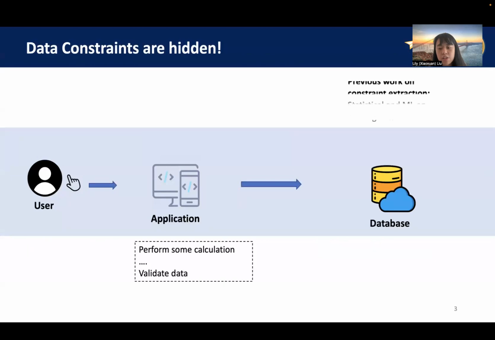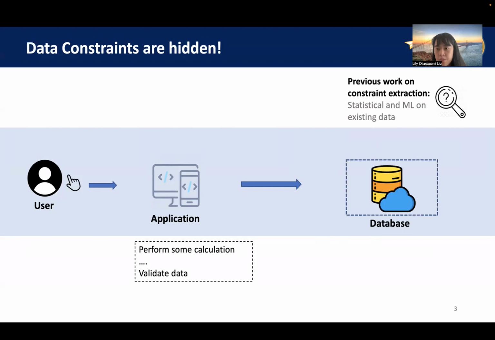The traditional methods try to find those data constraints by looking at the database itself. They use some statistical or machine learning methods on existing data to extract those constraints. This has some problems because, for example, data is not always available. It's hard to get the data. And second, those statistical or machine learning methods cannot guarantee that the extracted constraints are always valid. It's possible that those constraints might be invalidated by future data. So those constraints are actually not very easy to get.